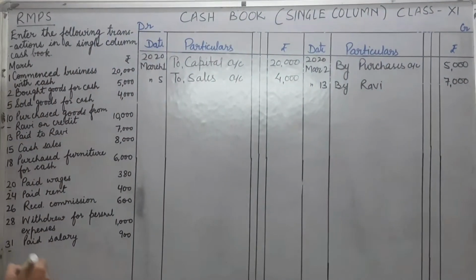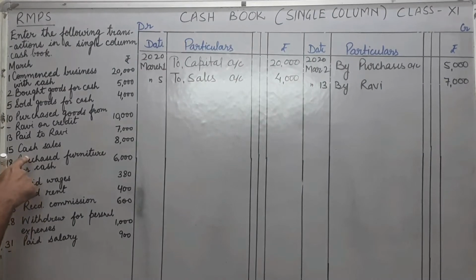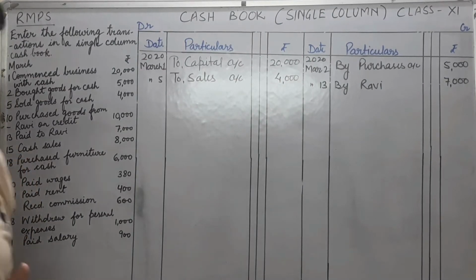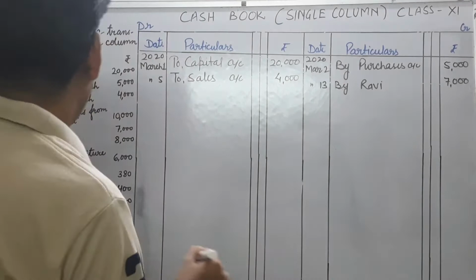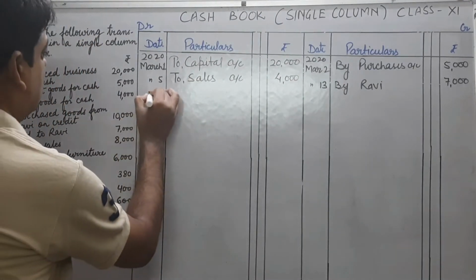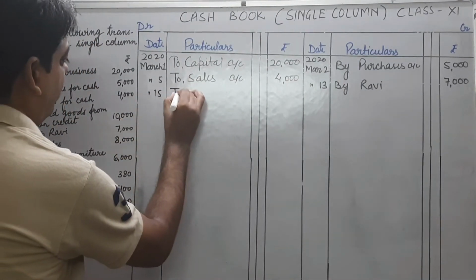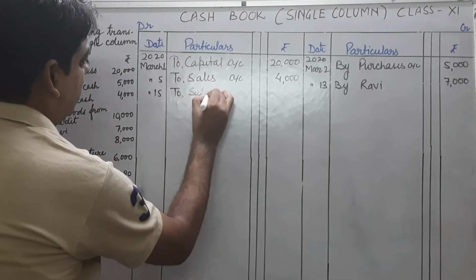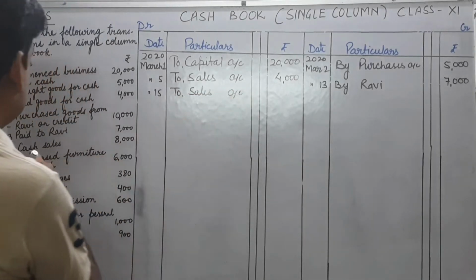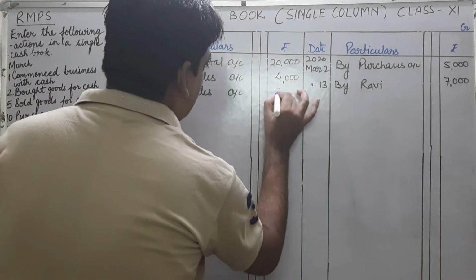Okay. After that, again there is a transaction, that is cash sales. So this is also one of the receipts, cash account debit to sales account. Date is March 15, and once again a simple treatment will come, that is to sales account and rupees 8,000.